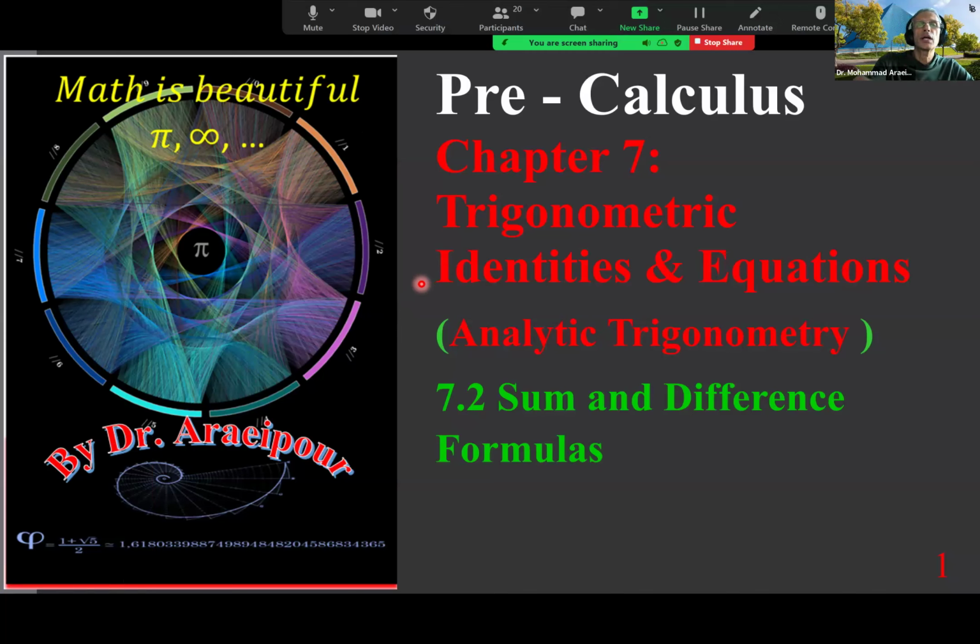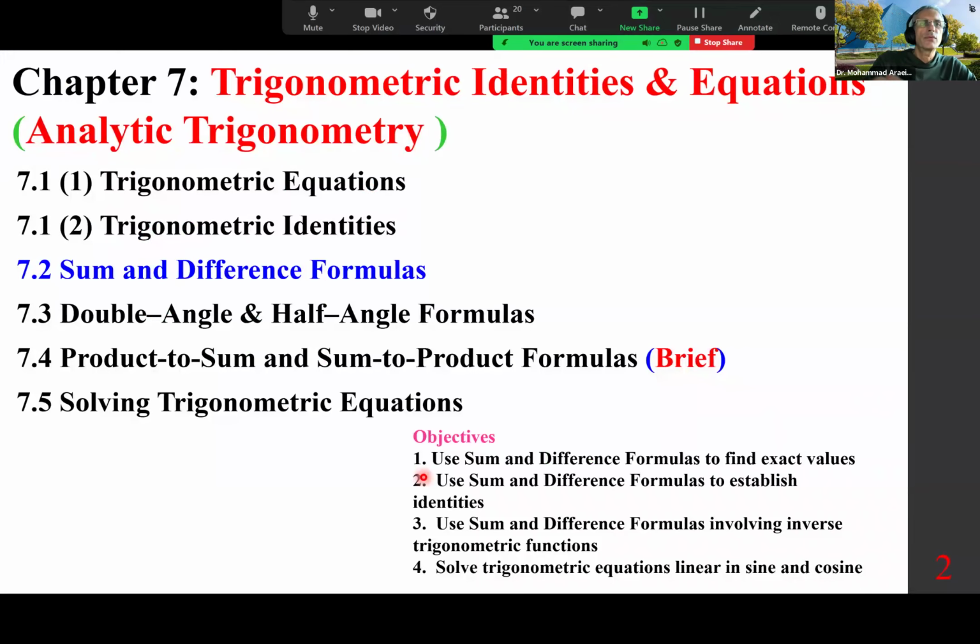Good morning, class. We are looking at chapter 7, trigonometric identities and equations, also known as analytic trigonometry. 7.2, sum and difference formulas. So we've looked at trigonometric equations, identities, now sum and difference formulas. We're going to move on to double angle, half angle, product to sum, sum to product, and solving trigonometric equations.